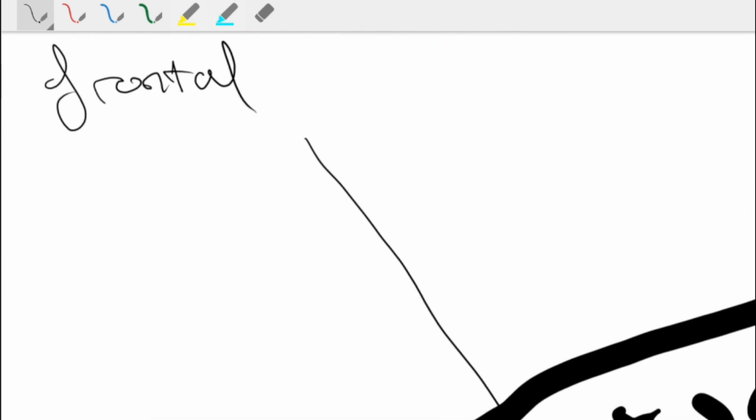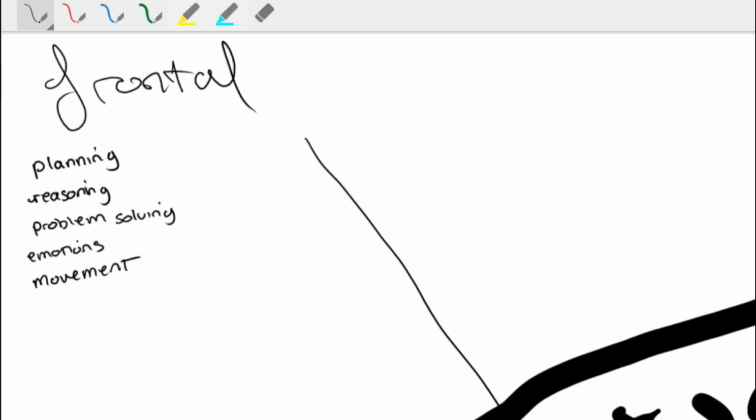The frontal lobes deal with functions such as planning, reasoning, problem-solving, emotions, movement, and control our behavior. The frontal lobes gather information from other lobes, and its most basic job is to produce movement, where it turns information gathered from the environment into response.